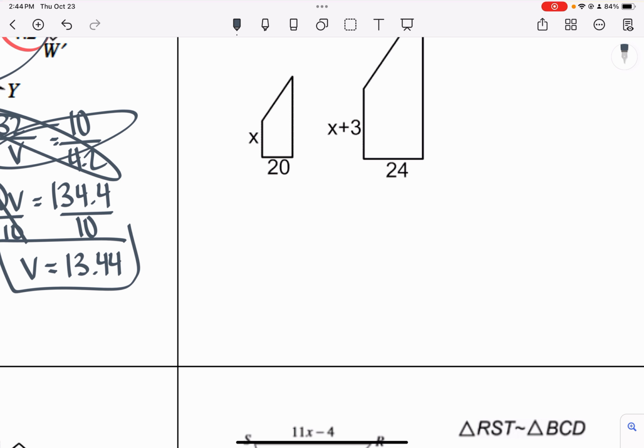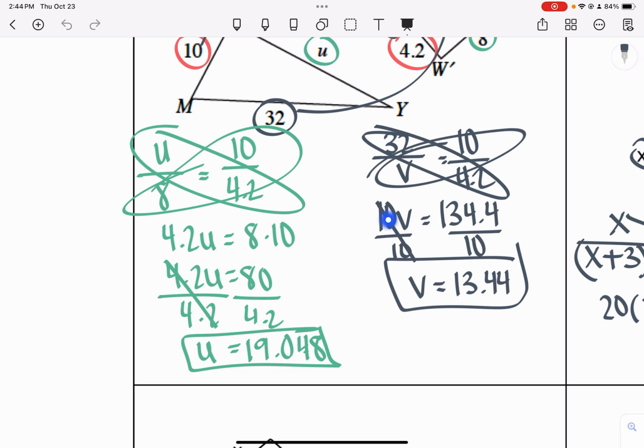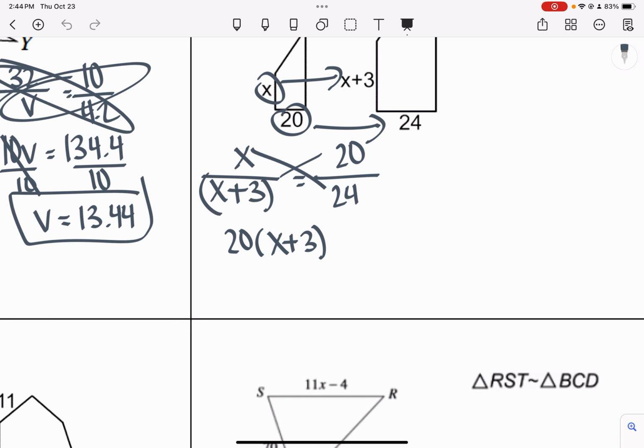Okay, I think the next one gets just a tad bit more complicated. So this one, it's easy to see what goes together, but to set it up and solve may be a little bit harder. So we're going to do x over x plus 3 equals 20 over 24. Now the x plus 3 always stays together, so when you cross multiply, you want to make sure you have parentheses around it, and I like to put that 20 in the front, kind of like when you put the 10 in front. I'd put the 20 before the x plus 3. So then I'm going to do 24 times x.